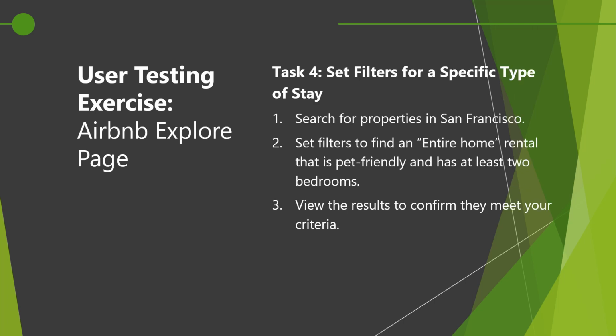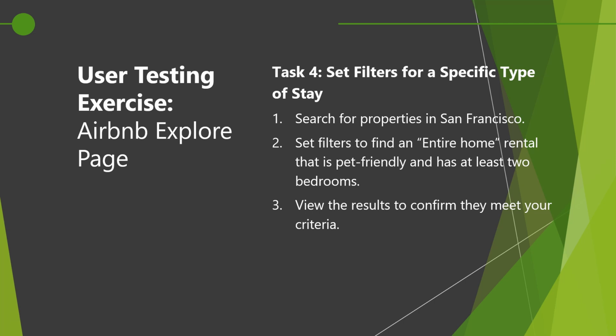So for task 4, we're going to set filters for specific types of stay. So first thing, I want you to search for properties in San Francisco. Then I want you to set filters to find an entire home rental that is pet friendly and has at least 2 bedrooms. Last, I want you to view the results to confirm that they meet your criteria.